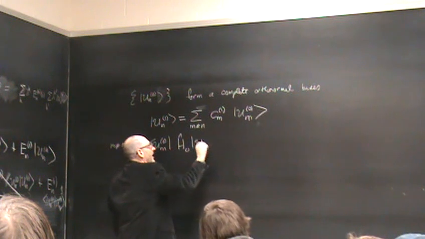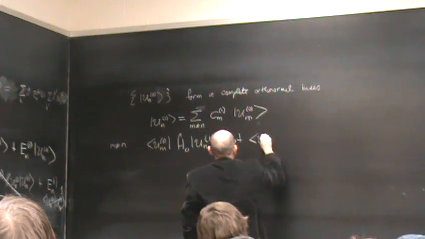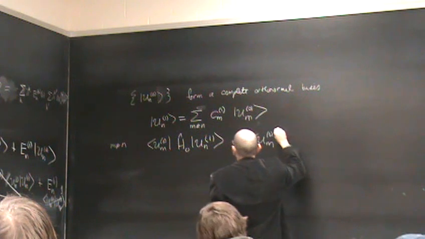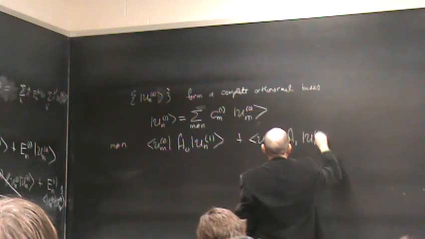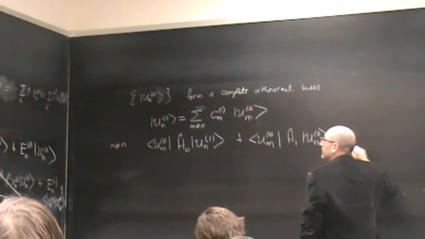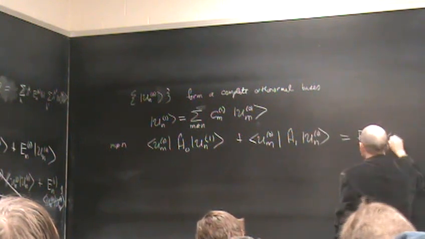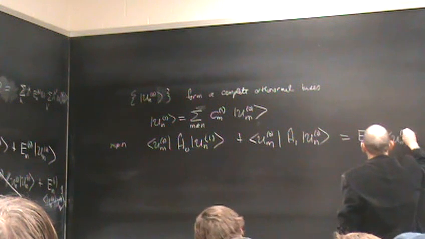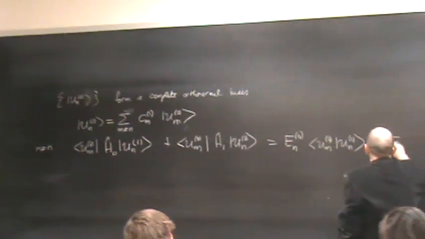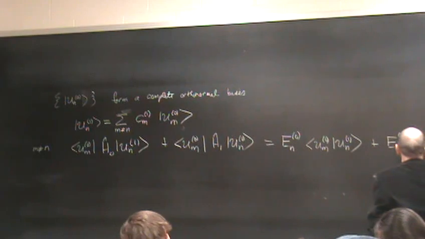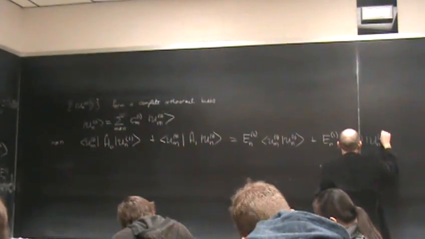u_m^0, H0, psi n, u_n^1, plus u_m^0, H1, u_n^0, equals E_n^0, u_m^0, u_n^1, plus E_n^1, u_m^0, u_n^0. Okay.